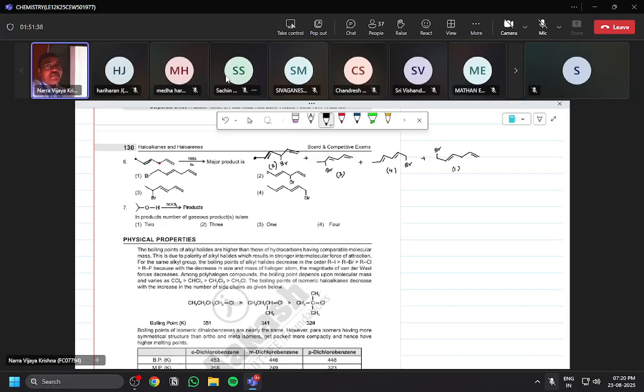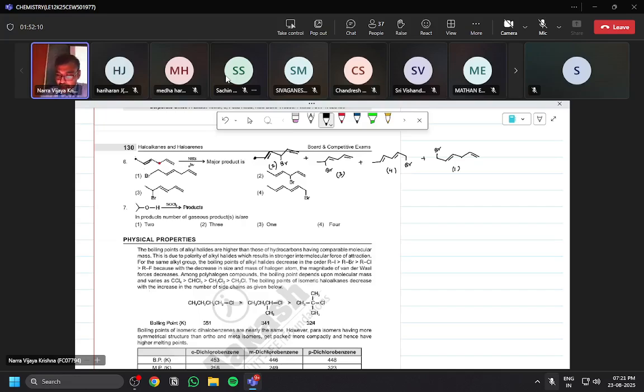Here, listen one thing. 1,2 addition, 1,4 addition. When dienes are allowed to react with HBr at lower temperatures, 1,2 addition happens. If it occurs at higher temperatures, 1,4 addition occurs. Kinetically stable product, thermodynamically stable product. But this is radical. See this.